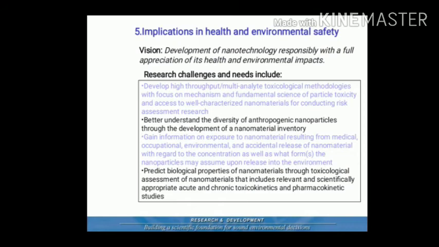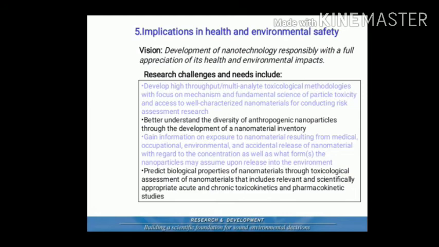Research challenges and needs include: first, develop high throughput or multi-analyte toxicological methodologies with focus on mechanism and fundamental sciences of particle toxicity and access to well-characterized nanomaterials for conducting risk assessment research.